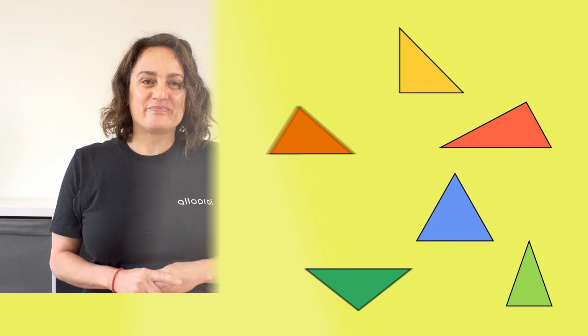Today, I'm going to be talking about triangles. Have you ever noticed that there are different kinds of triangles? In fact, all triangles are three-sided polygons, but they have different names depending on the characteristics of their sides or angles. Let's look at the different kinds of triangles.